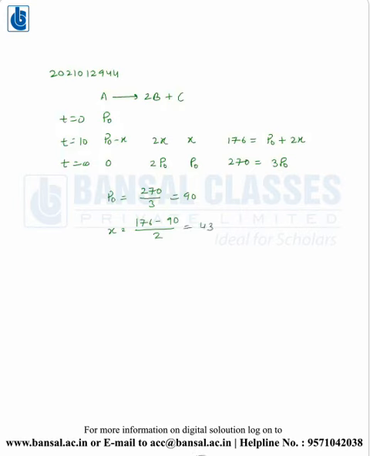Now we can calculate the value of K. It is 1 upon time taken in minutes, which can be converted into seconds, times ln of initial pressure upon pressure of A at time T, 90 over 90 minus 43. By applying this value, we can find the value of K. If we know the value of K, then we can find the half-life of the reaction. Half-life T half is ln 2 upon K.